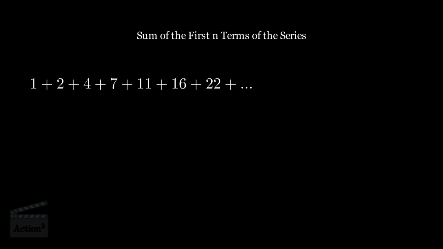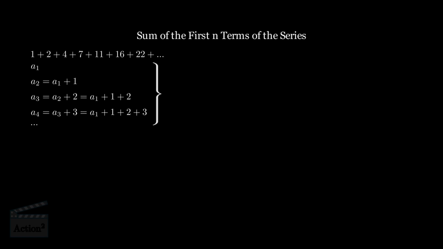A good attempt is to write each number of the sequence in terms of the first one, a1. A2 equals a1 plus 1. A3 equals a2 plus 2. Or replacing a2, a1 plus 1 plus 2. Similarly, a4 equals a3 plus 3, or a1 plus 1 plus 2 plus 3. Extending that to term an equals an minus 1 plus n minus 1. Or a1 plus 1 plus 2 plus 3 plus the remaining terms up to n minus 1. Can you see the pattern?